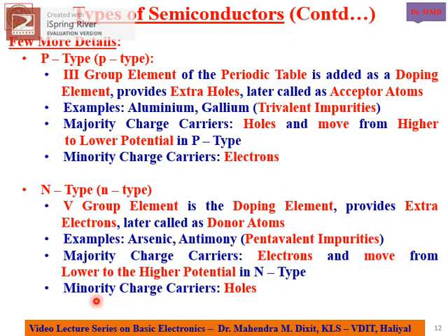One more piece of added information here is that the minority charge carriers in N-type semiconductors, which belong to the extrinsic type of semiconductors, are the holes. So this is one small comparison between P-type and N-type semiconductors, which will help us understand these details once again when we study the p-n junction diode.